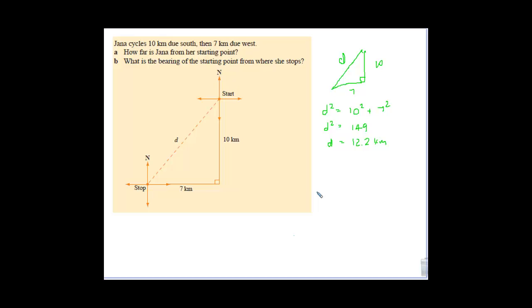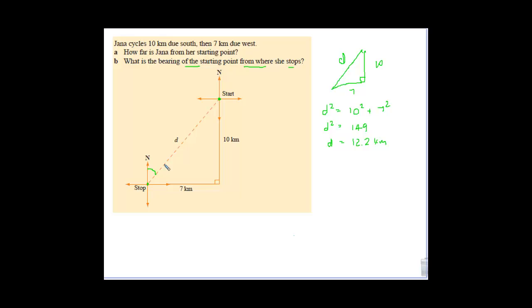So what we want to do now in the second part is work out what's the bearing of the starting point from where she stops. Now here's where that language comes in. The bearing of the starting point from where she stops. So we're looking at what's the bearing of this point from this point. Which means we want that angle there.